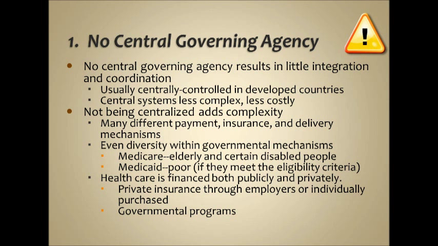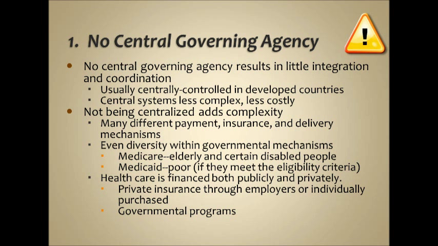The first hallmark of the U.S. healthcare system that we will go over is the fact that there is no central governing agency. In other countries, this is normally the government. However, it could be a private agency, but there just isn't one here in the U.S. So therefore, there is little integration and coordination.